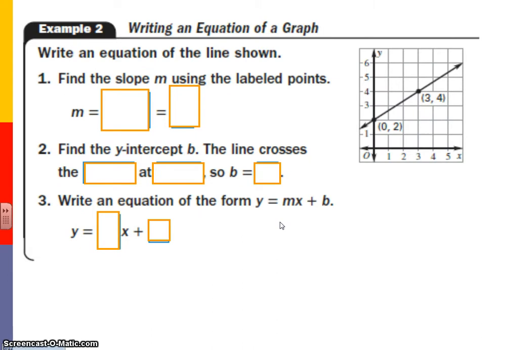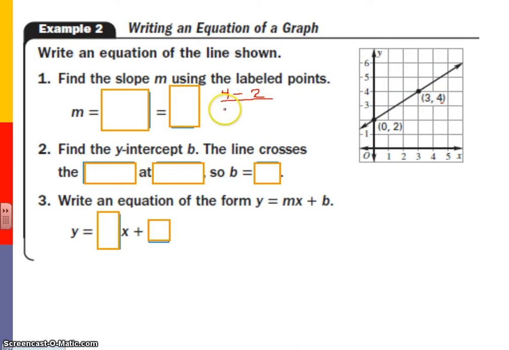Example 2. Write an equation of the line shown. Well, this time they don't just give us the points, they give us a graph. First, we need to find slope. So remember, to find slope, you pick a y. I'm going to do it to the right here. I'm going to pick 4 first. Remember, it's y's first. Subtract y, which is 2.